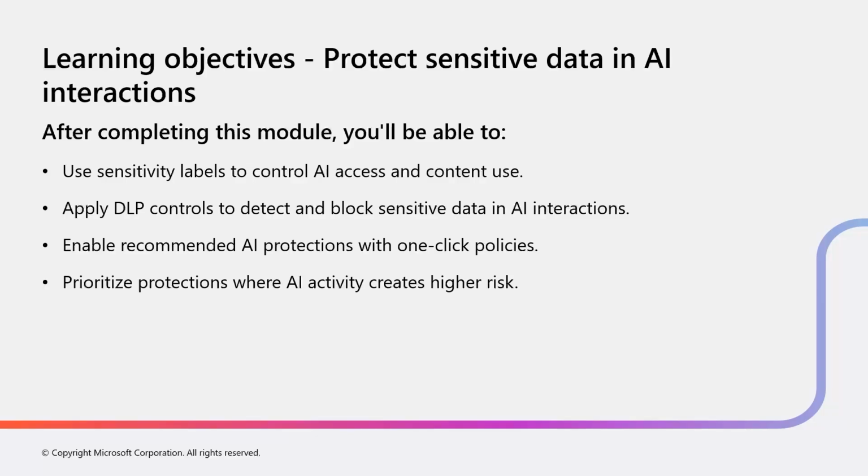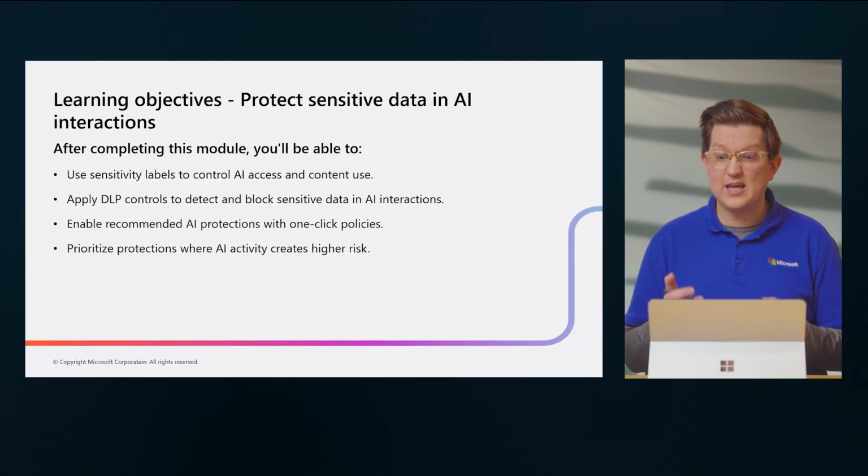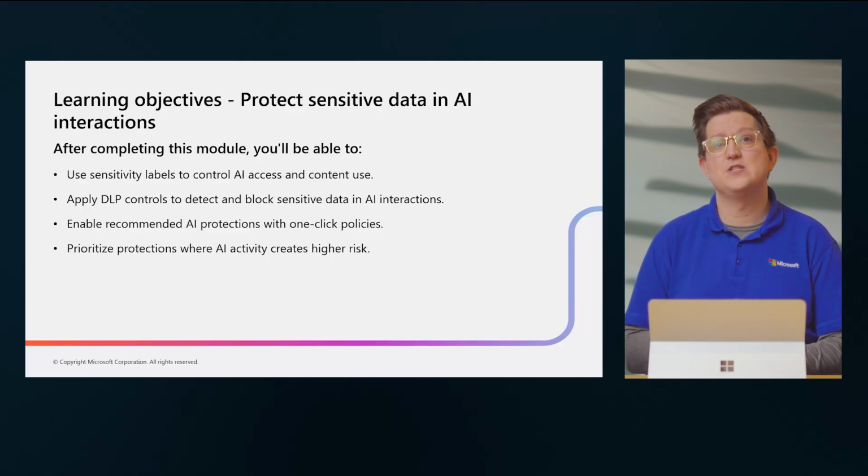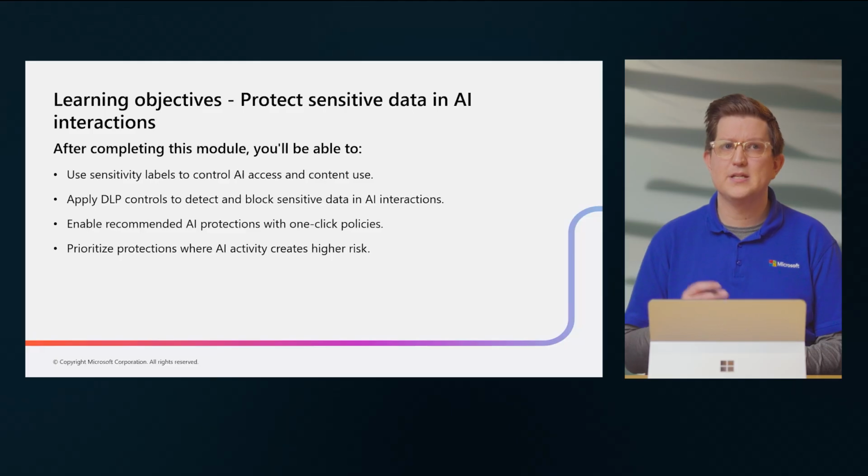There is a range of different AI protections that you can enable with one-click policies, and I'll talk about how to prioritize different risk activity alerts to make sure you are hitting the highest risk stuff first, and where we can actually surface this to you so you understand where those protections need to be put in place. Let's get ourselves started.